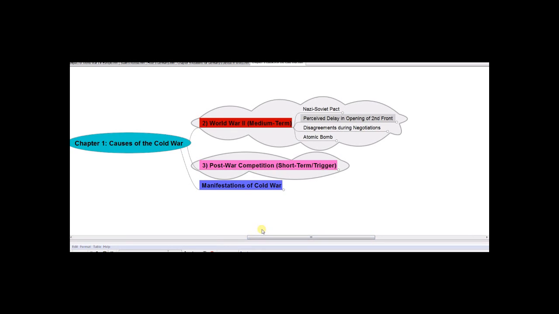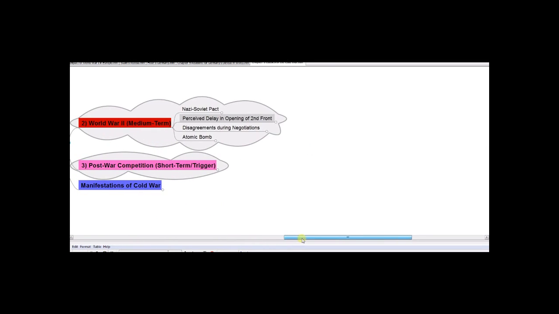Alright, so next we're going to look at number two, basically the medium term causes of the Cold War. We're going to look at events during World War II itself and how these contributed to the outbreak of the Cold War later on. Okay, so firstly we'll look at the Nazi-Soviet Pact.